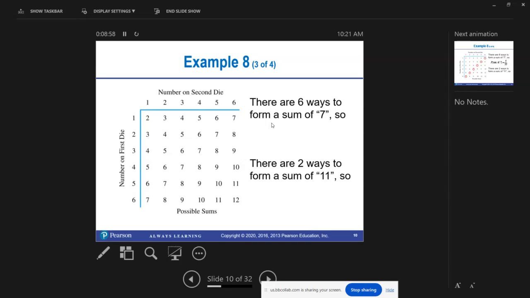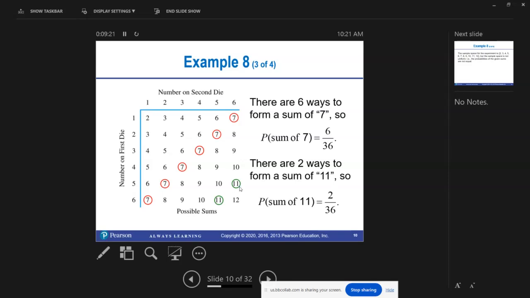Well, when I look here, there are 6 ways to form a 7. So if you look right here, all of these are 7s. So since there's 6 different ways to form a 7, that gives me 6 out of 36 for that probability. Then when I look to see how many ways could we form a sum of 11, we only have 2 ways there. I've circled those in green. So that's 2 out of 36. So it's 6 out of 36 for the sum of 7 and 2 out of 36 for the sum of 11.